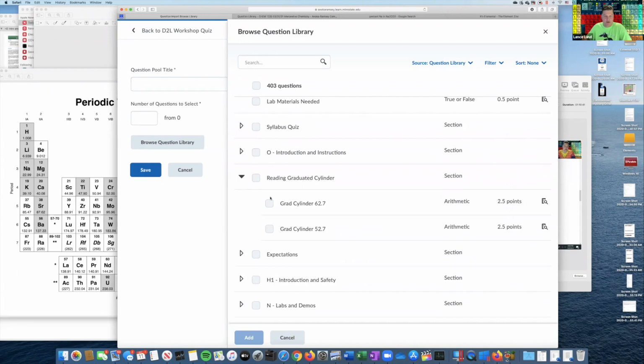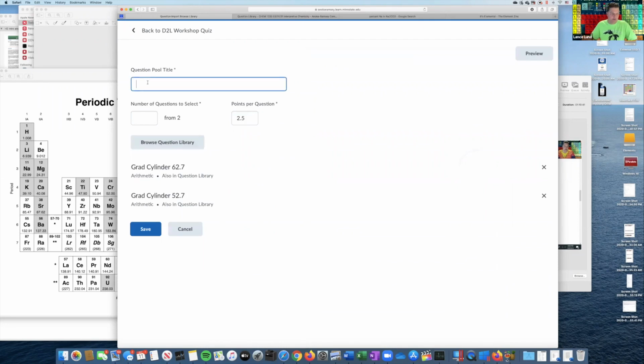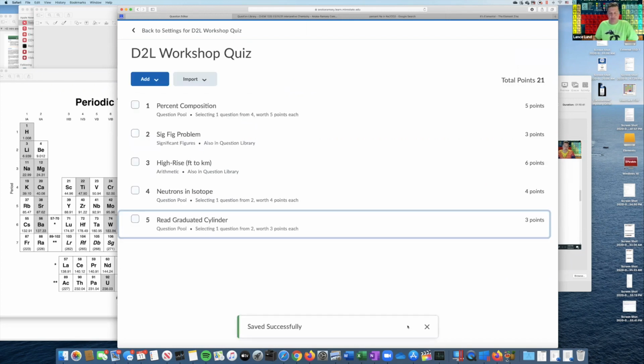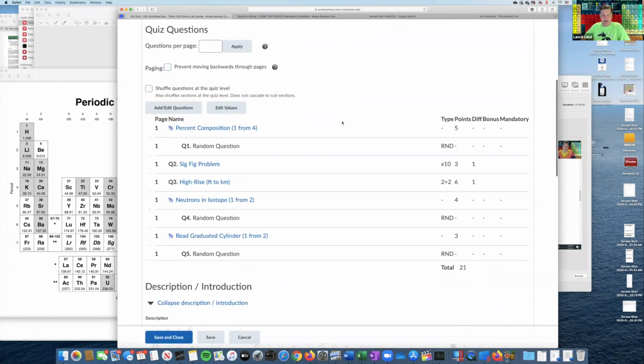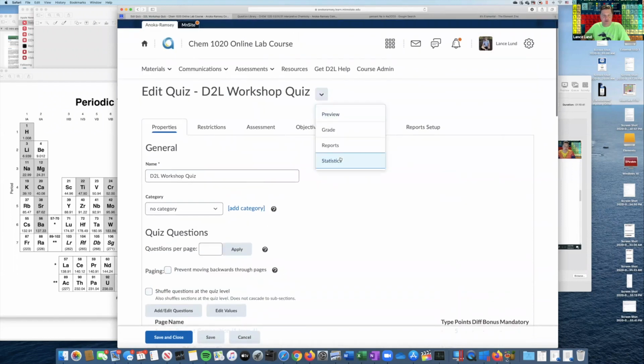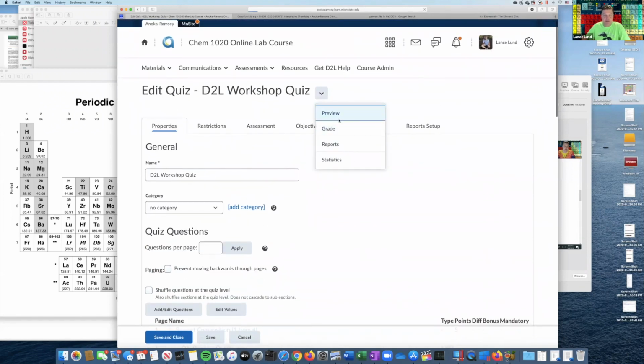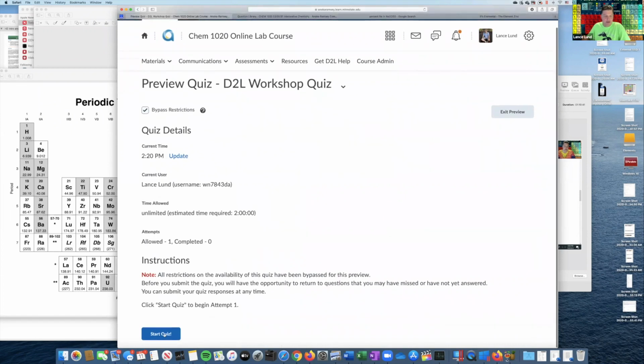So I was reading your graduated cylinder. We'd put it in here. We'll add those. So we'd say read graduated cylinder. And then we want to pick one of those 2. We want to have this worth 3 points. We'll click on save. And now if we want to go ahead and see how we did, the next thing that I would recommend doing is that you preview your quiz. Make sure that it is indeed what you want it to look like.